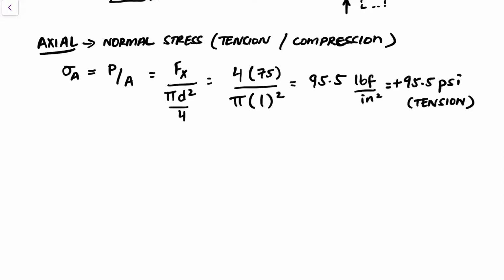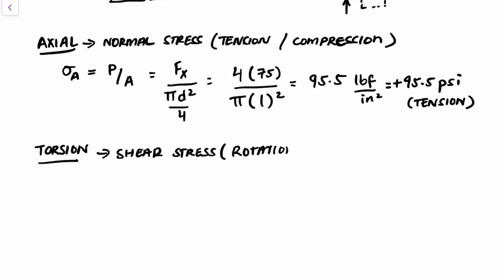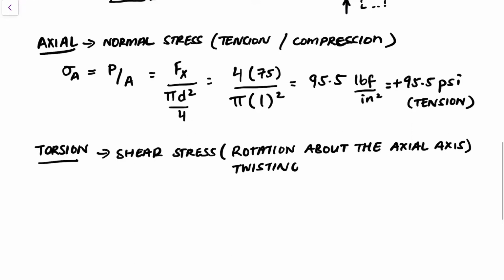The next thing I'm going to look at is torsion. And torsion is basically, again, a shear stress, and it's whatever causes rotation about the axial axis. So what I mean is along the length, whatever axis you have, so in this case we have the x-axis, whatever causes rotation or a twisting motion, or maybe like a torque.